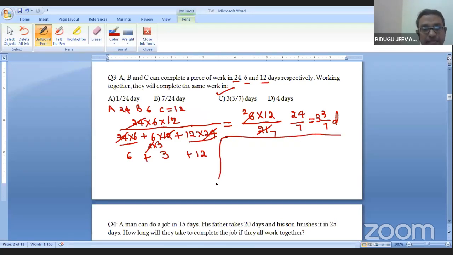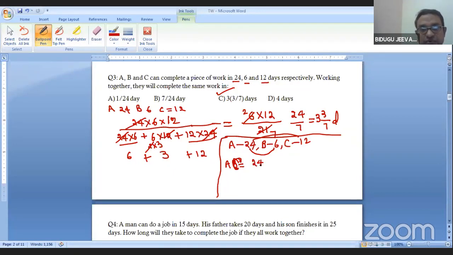So A's capacity is given as 24, B's capacity is 6, and C's capacity is 12. First, let me do these two first, 2 in the sense A and B can do the work. Or else I'll take larger values like this, no problem. AC, whatever it may be. If you take the larger value, it's better.